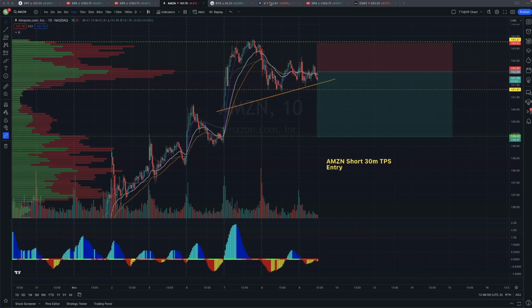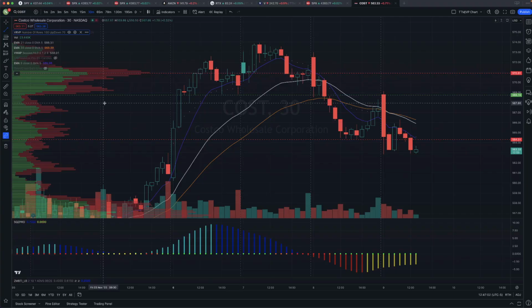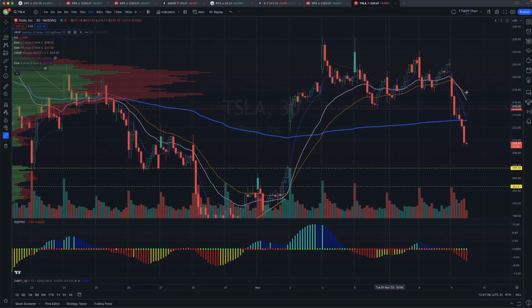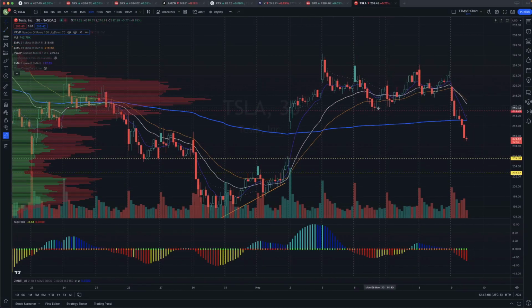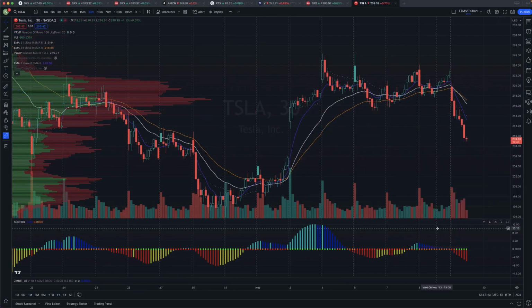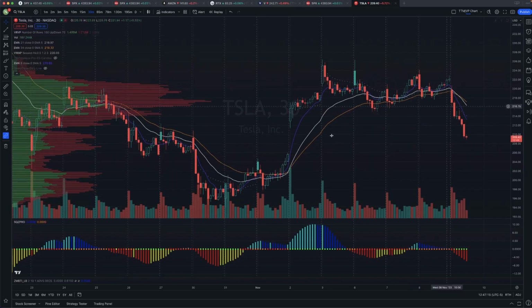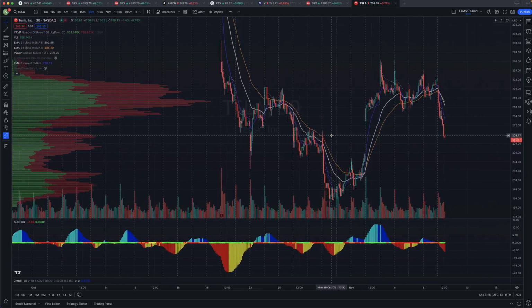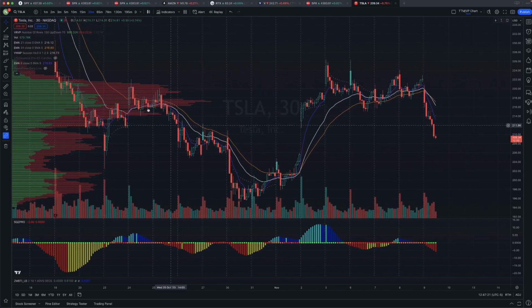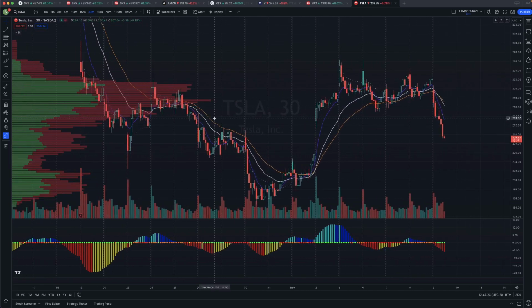Yeah, let's look at Tesla real quick, and then I'll jump. Okay, so we got Tesla pulling back. Let me get rid of all my lines, and let's do it again if you want to really figure out how to do this. Okay, so here's Tesla. What are we on? 30-minute chart? Okay.